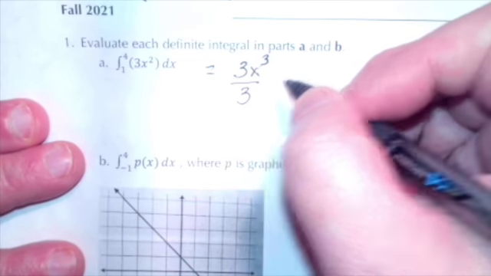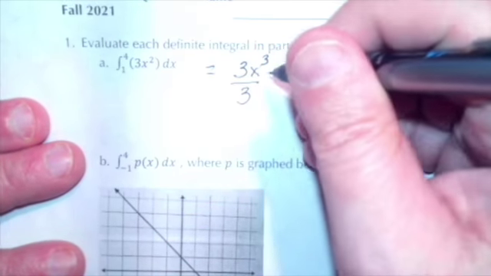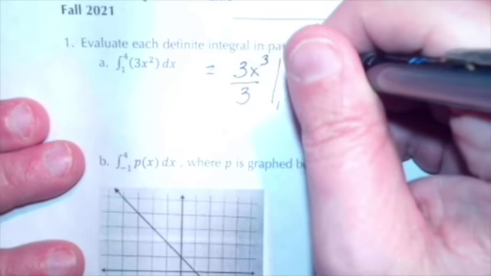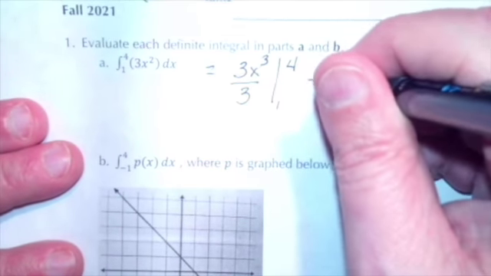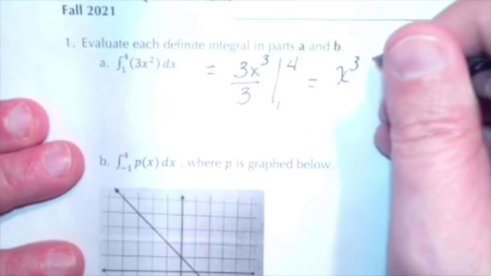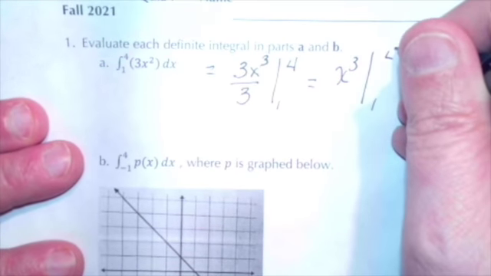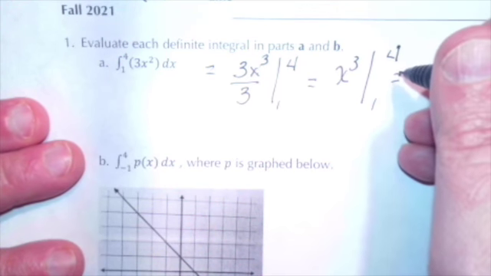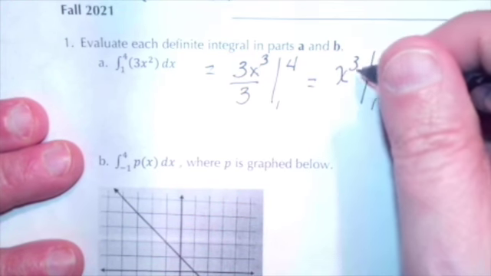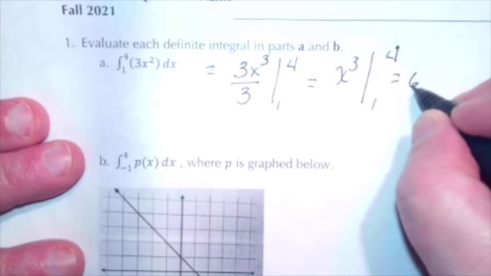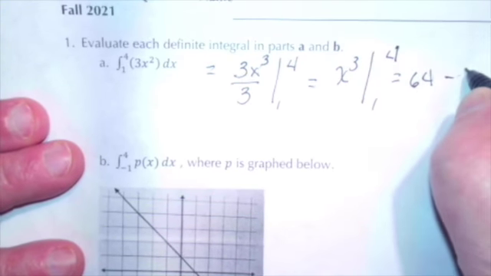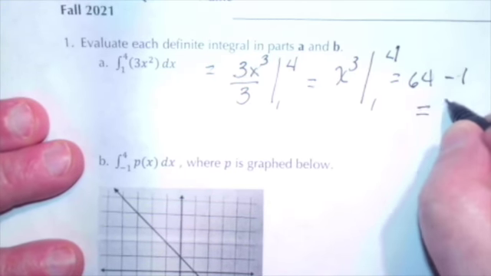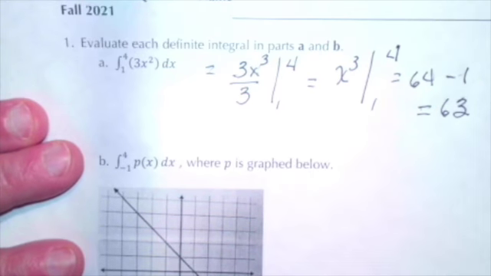As far as plus c goes, we'll just use 0, because any antiderivative will do, and we're going to evaluate that at 1 and 4 and take the difference. So that's also just x cubed, and when we substitute in, 4 to the third power is 64 minus 1 to the third power, that's 1, and that's going to give us an answer of 63.